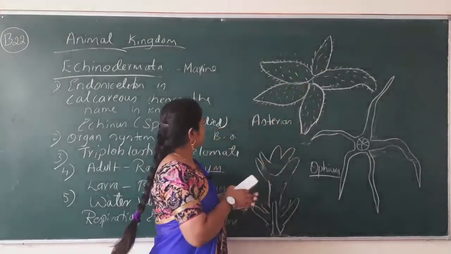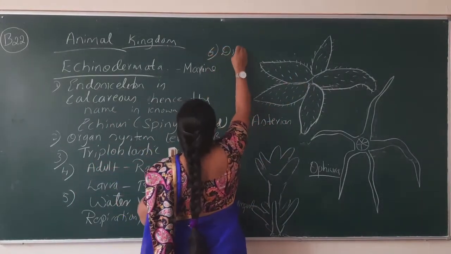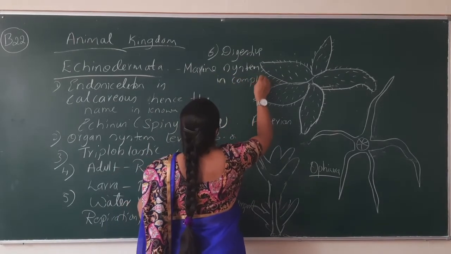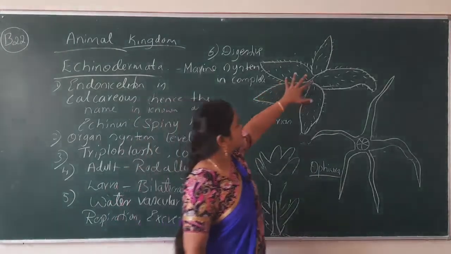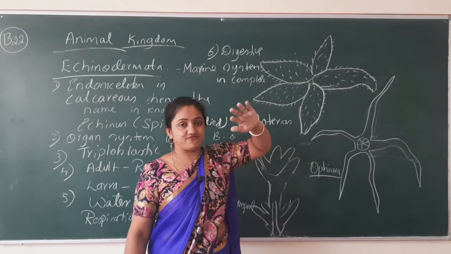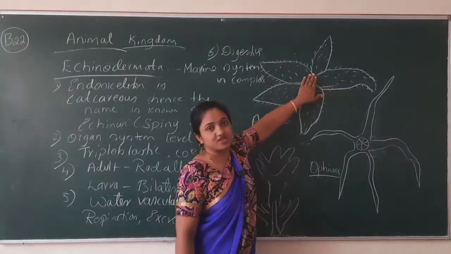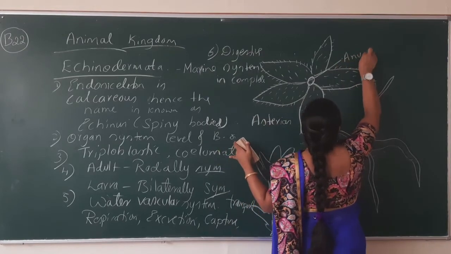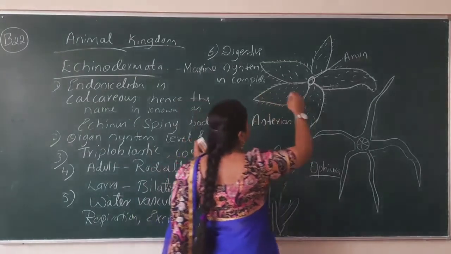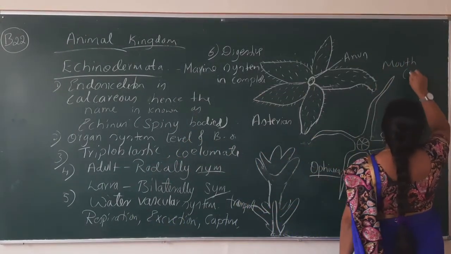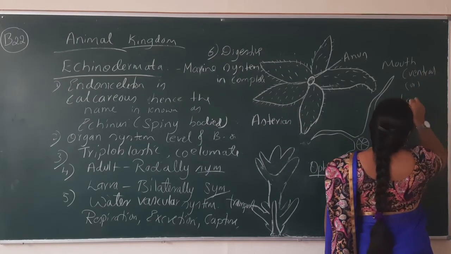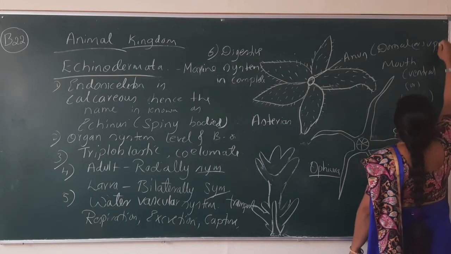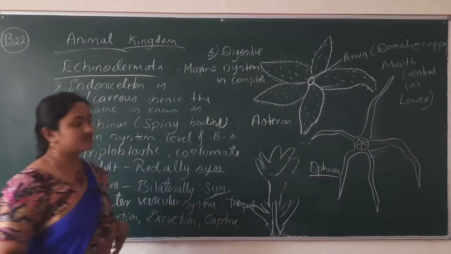Here the digestive system is complete. It means what? It has two openings. Consider this is the dorsal surface, the upper surface of the animal. At the dorsal surface, it has the opening known as the anus. On the ventral, or lower, surface, it has the mouth. The mouth is at the ventral surface and the anus is at the dorsal surface, and the digestive system is complete.